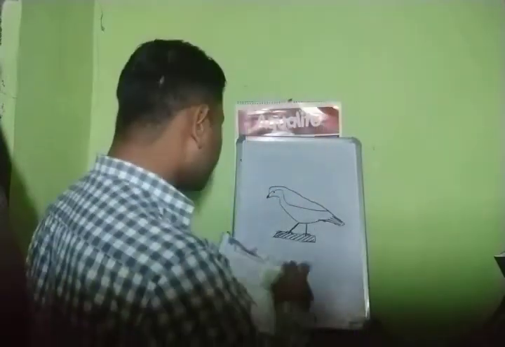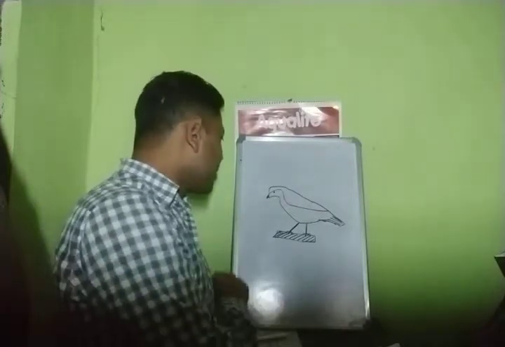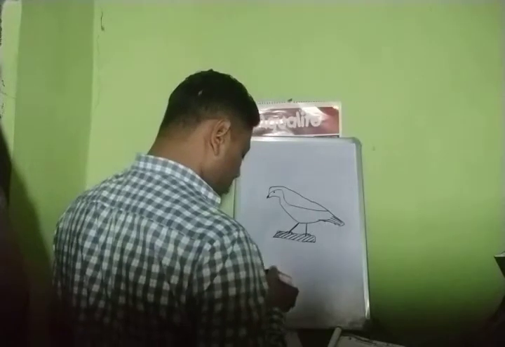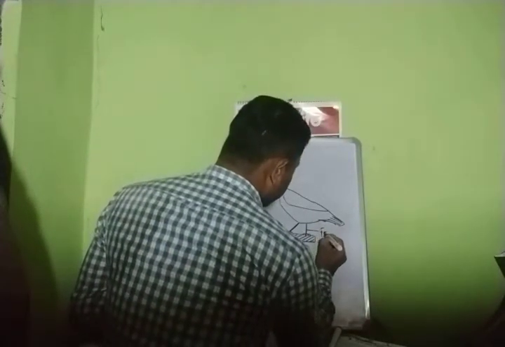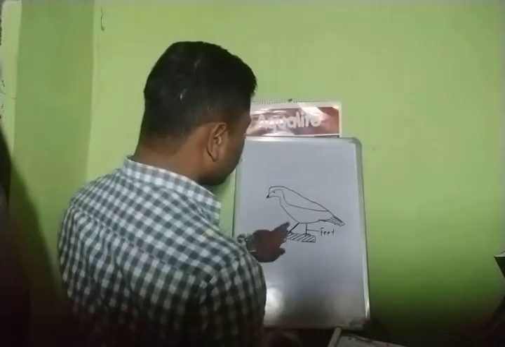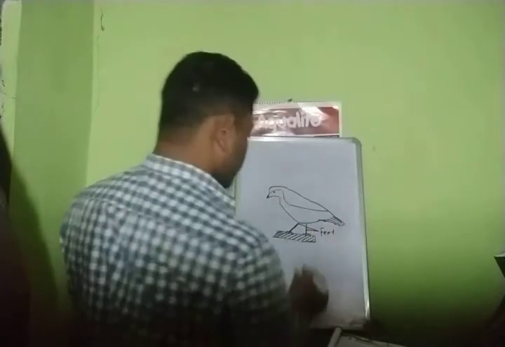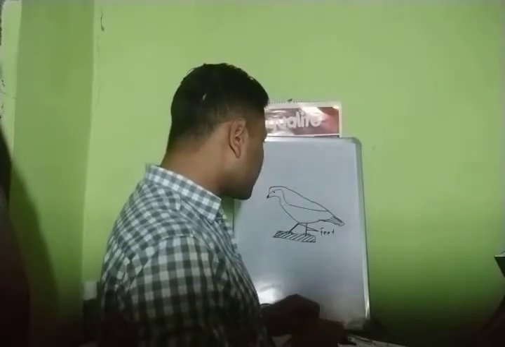All the birds have 2 feet. See the picture here. I have made a picture of a bird. Now see, what is this? This is the feet. And how many feet are there? 2. So this and this make their feet. So how many feet are there? 2 feet.